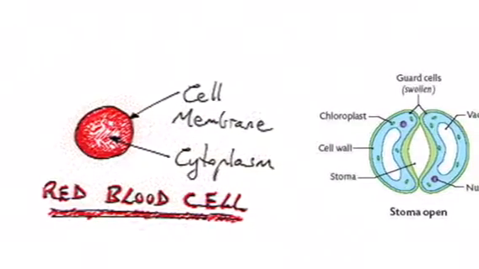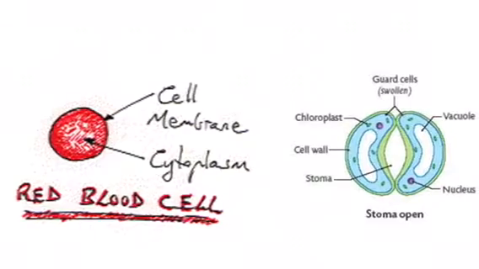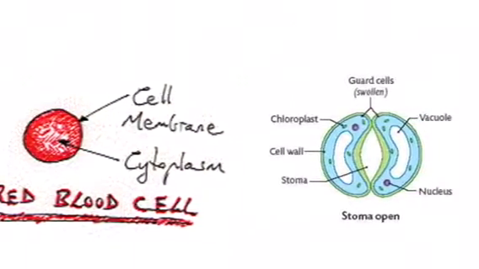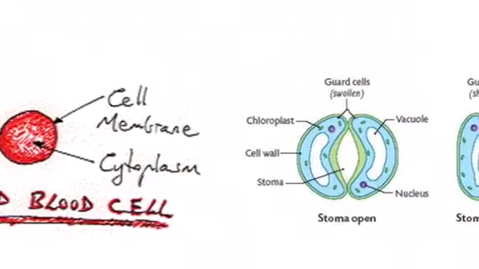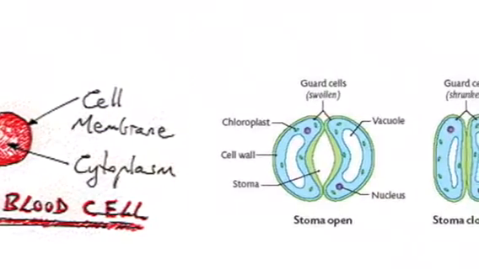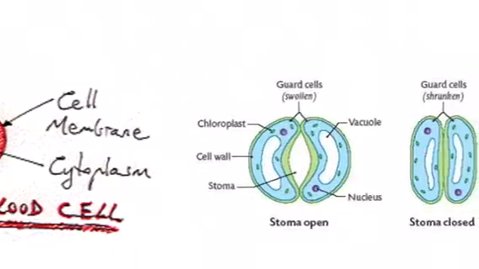I have chosen the red blood cell and the guard cell. As you can see, the red blood cell has only two things inside of it: a cell membrane and a cytoplasm. In the guard cell, instead of the cell membrane, there is a cell wall and no cytoplasm. The only thing in common is that they are both cells.